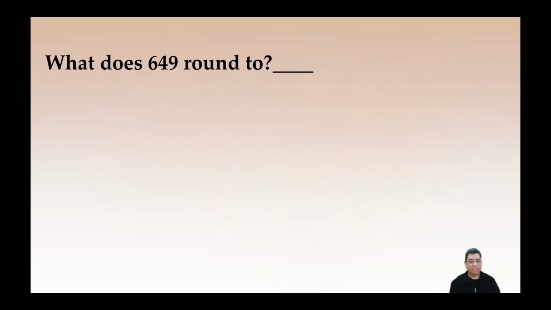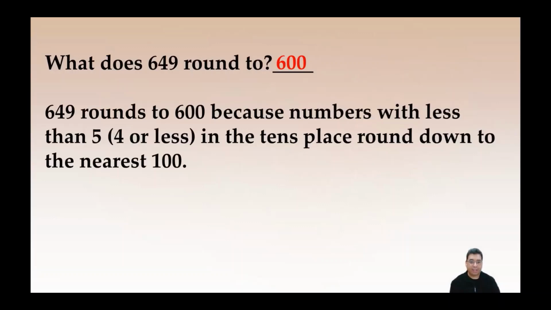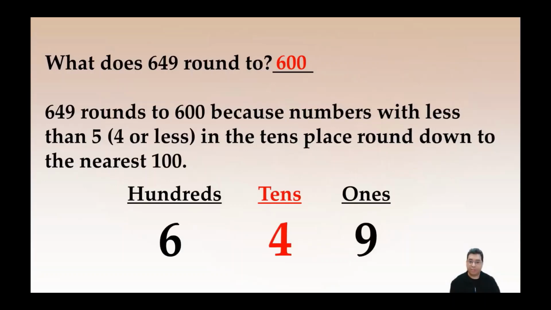What does 649 round to? Yes, it rounds to 600. And again, 649 rounds to 600 because numbers with 4 or less in the tens place round down to the nearest 100. Okay, so for 649 here, the 4 is in the tens place, and following the definition here, it's 4 or less, so it rounds down to 600.